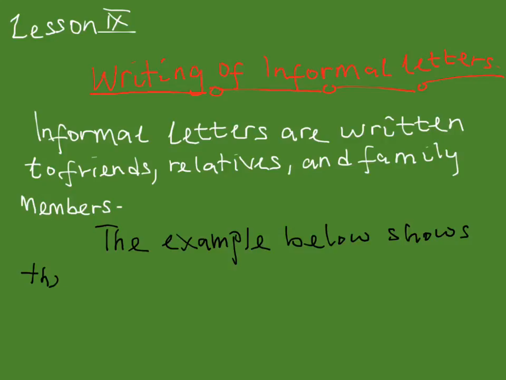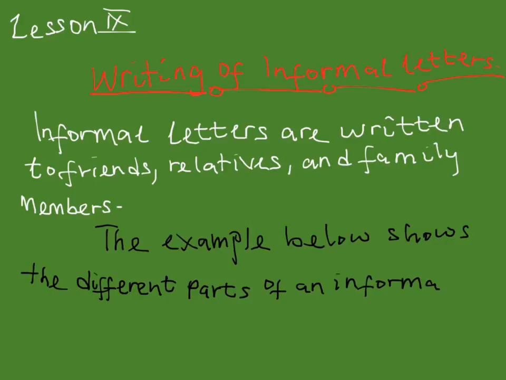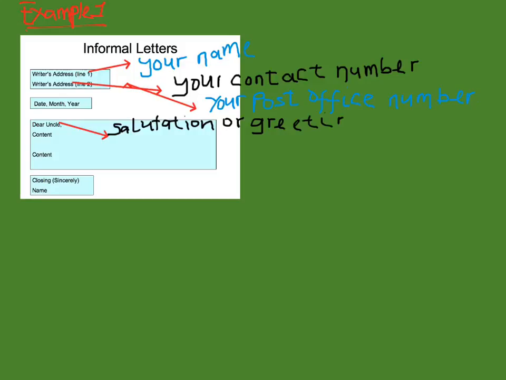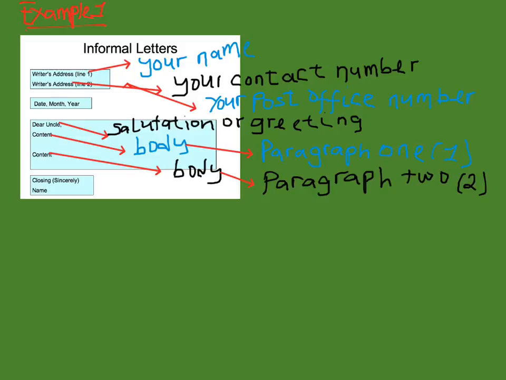The example below shows you the different parts into which the informal letter is divided. Usually all letters have the address, the salutation, the body, and the closing. So just like the formal letter, the informal letter also has an address, it has a salutation, it has a body, and it also has a closing.